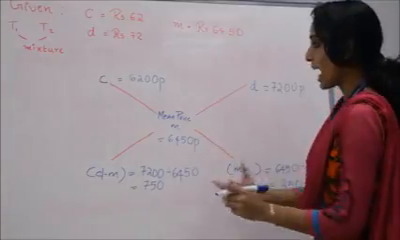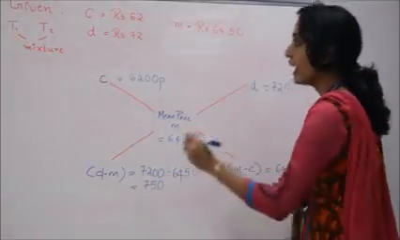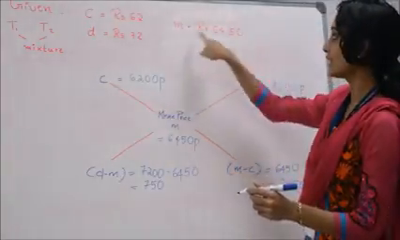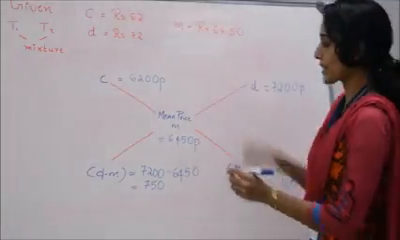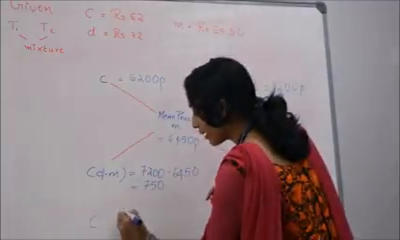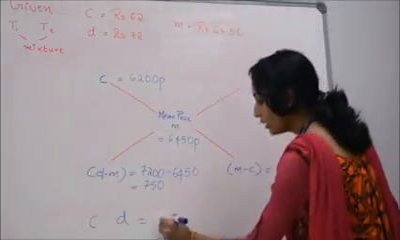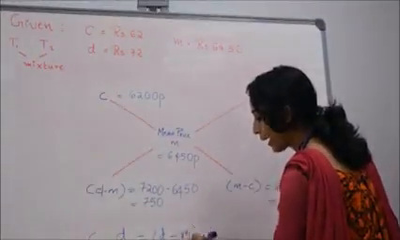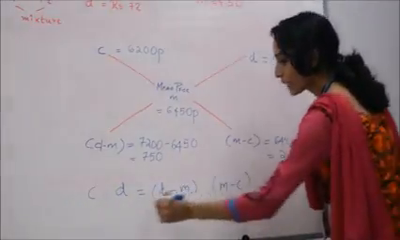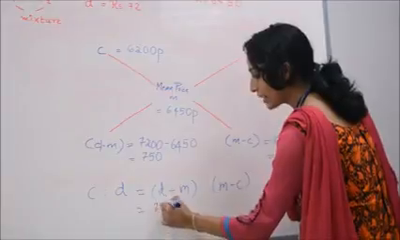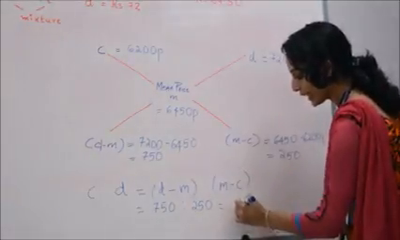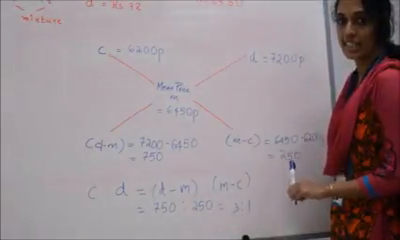Then we are asked to find the ratio of two teas so as to obtain the mean price as 64.50 rupees. So that is equal to C is to D is equal to D minus M is to M minus C, that is equal to 750 is to 250, that is equal to 3 is to 1. So the answer is option C.